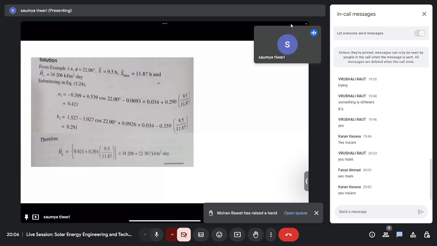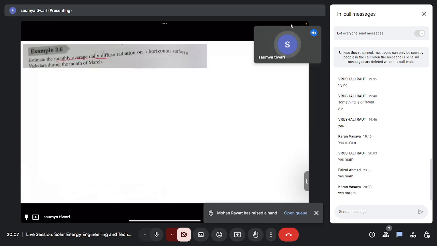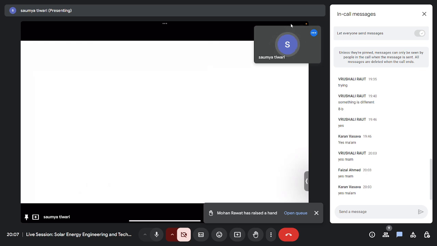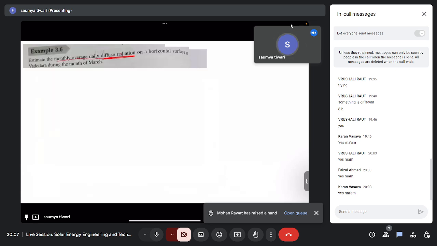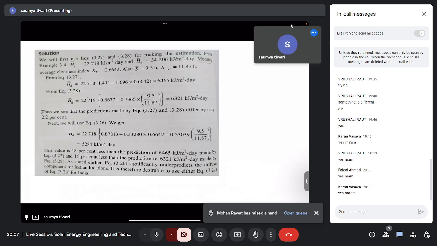So this is for the same location. What will be the monthly average daily diffused radiation on a horizontal surface? For diffused radiation, if you remember, you have three formulas. So let's quickly go back to the solution. We know the Hg bar value, and we know the H naught bar value that we have already calculated.